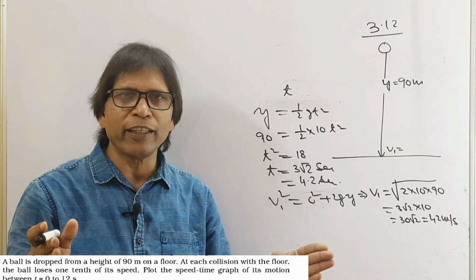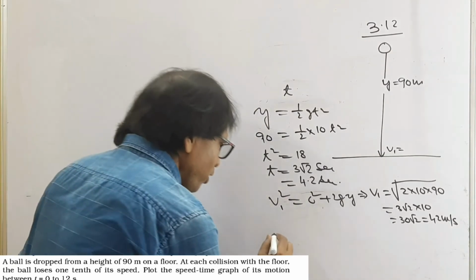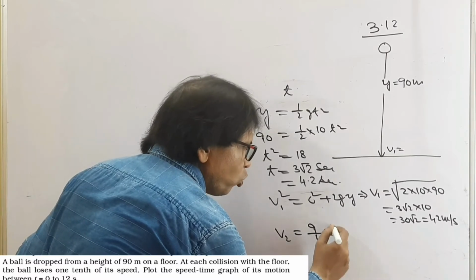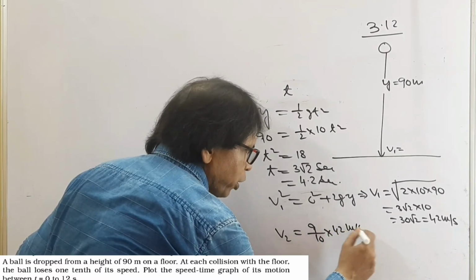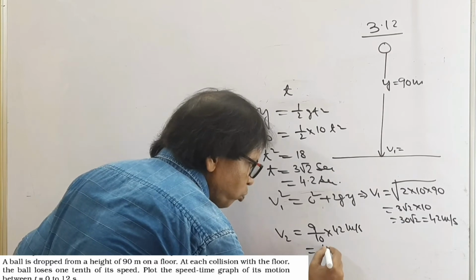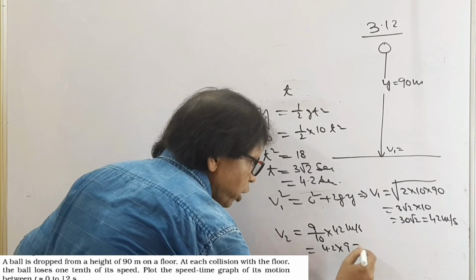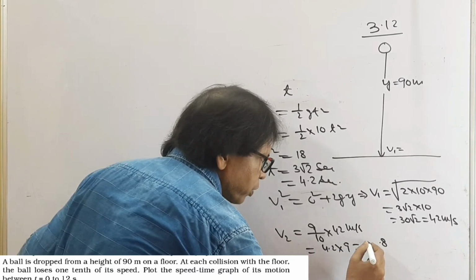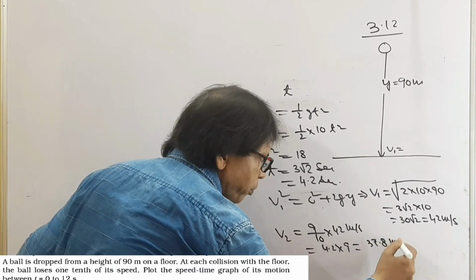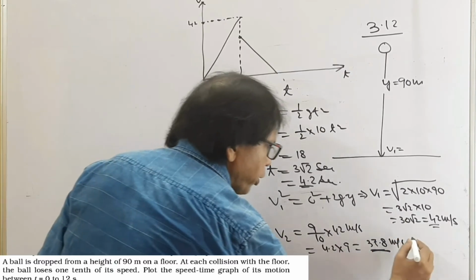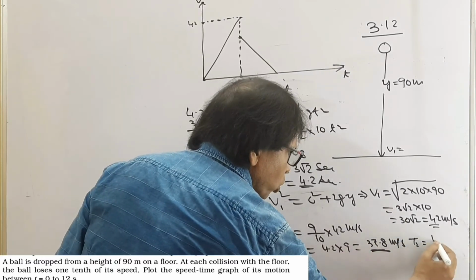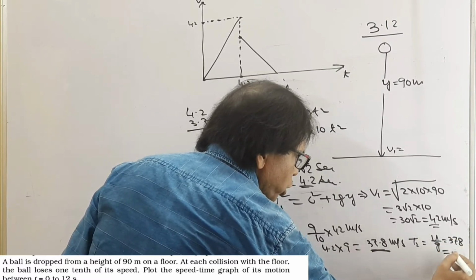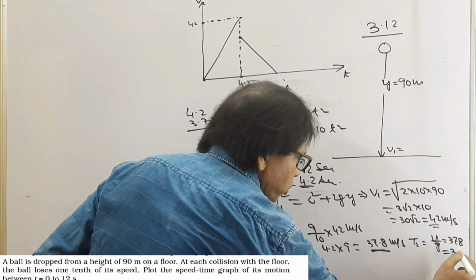Okay, after collision, the velocity of the ball v2 equals 9 by 10 into 42 meter per second. So this is 4.2 into 9, and this is 37.8 meter per second. Okay, now time of ascent t2 equals u by g, so this is 3.78, so this is 3.8.